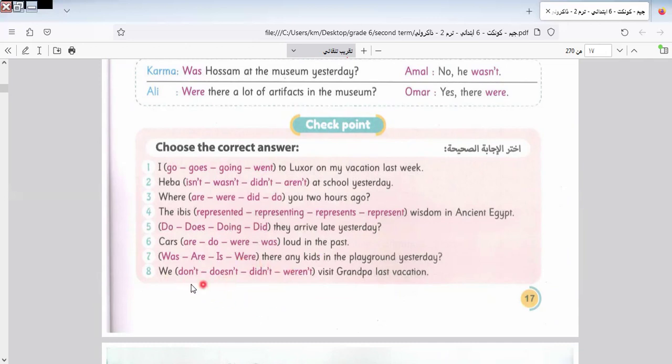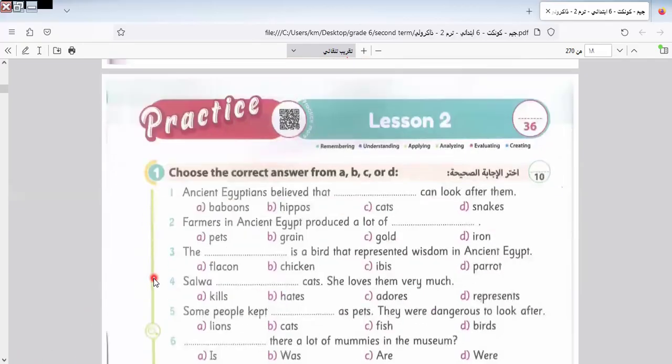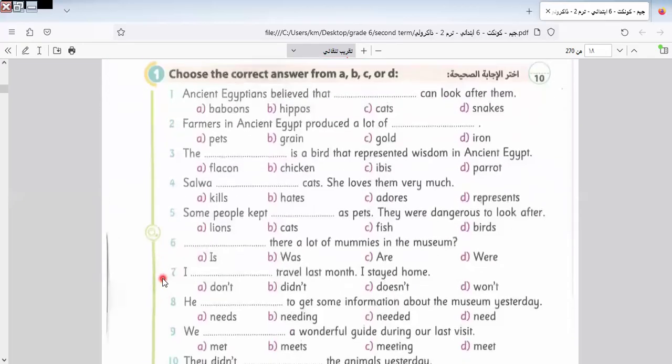We don't, doesn't, didn't, weren't visit grandpa last vacation. It will be what? Here we have the main verb visit. So the answer will be we didn't visit, because we have a main verb, and we must have a helping verb, which is didn't. Okay, let's go to another one here.